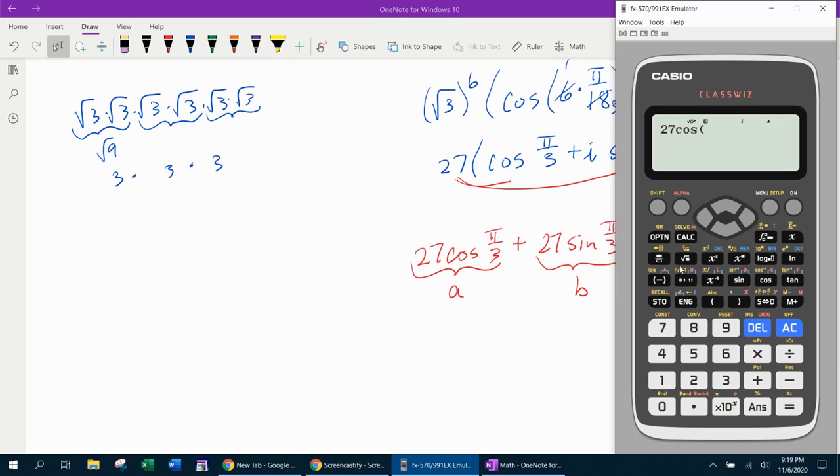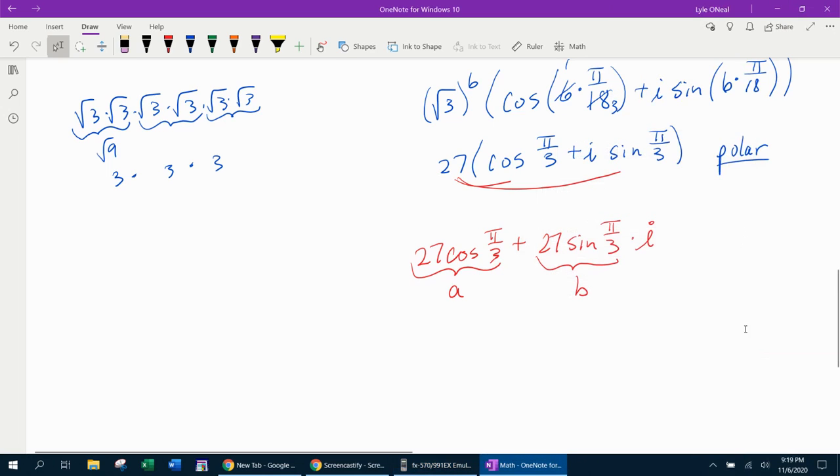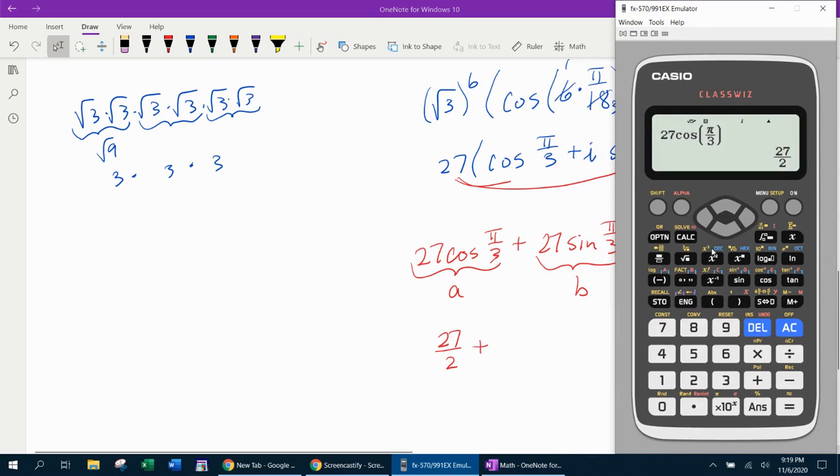27 cosine pi over 3. And I'm in radian mode. Oh, 27 halves. I wonder if it would take 13 point. Well, 13.5 is exact. It's a decimal, but it's exact. You know what? I like it improper. I'm going to leave it improper. That's the way I like it. 27 halves. And I reckon that that's going to be 27 square root of 3 over 2. That's what I'm guessing. Let's see here.